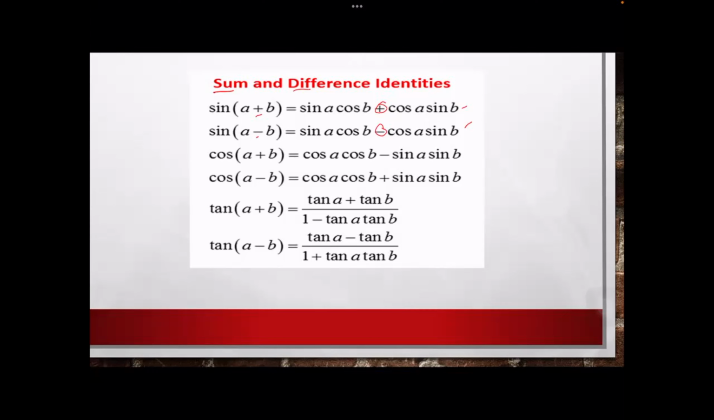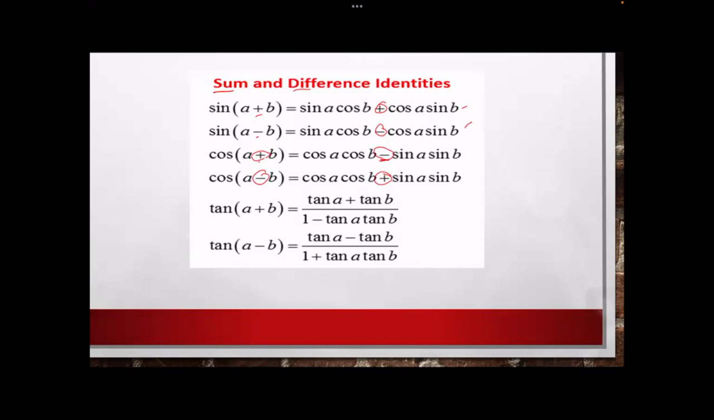So another is the cosine a plus b. This is cosine a cosine b minus sin a sin b. And kapag naman cosine a minus b, cosine a cosine b plus sin a sin b. So baliktad naman sila. Pag positive, dito naman ay negative. Kapag negative, ito naman ay positive.